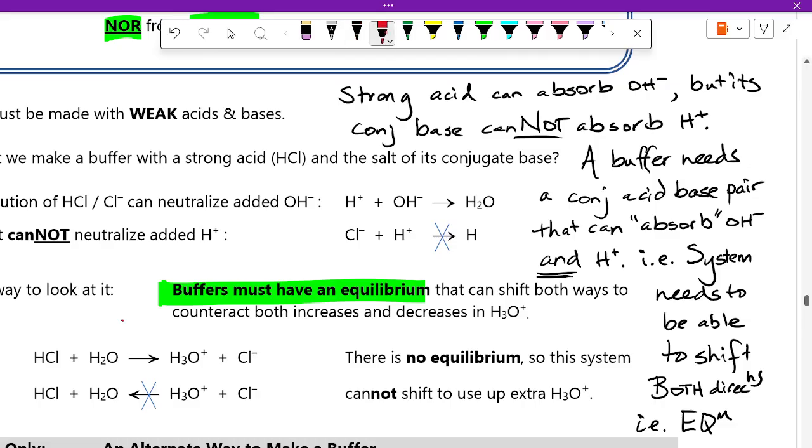So for example, if we were to add OH minus, this would decrease and this would shift that way and that would be fine. But if we add H3O plus, this would increase and that cannot go that way. So we're out of luck.